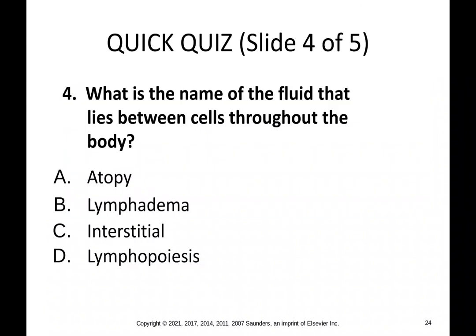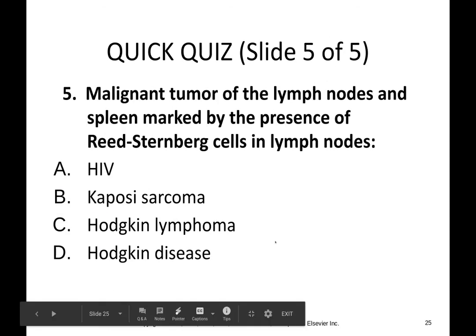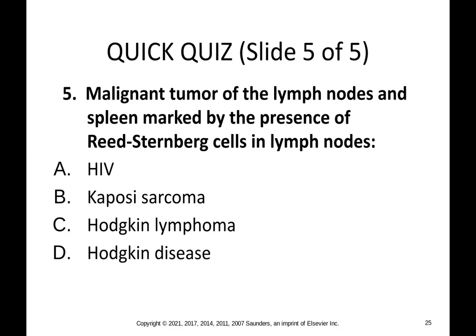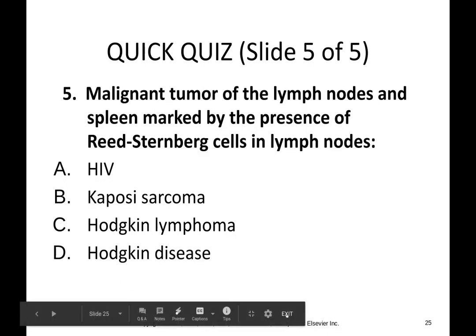And what is the name of the fluid that lies between cells throughout the body? It is C, interstitial. What's the malignant tumor of the lymph nodes and spleen marked by the presence of Reed-Sternberg cells in lymph nodes? That is the Hodgkin lymphoma. Reed-Sternberg means Hodgkin. Lymphoma is the tumor. And that's the end of lesson 14.2.